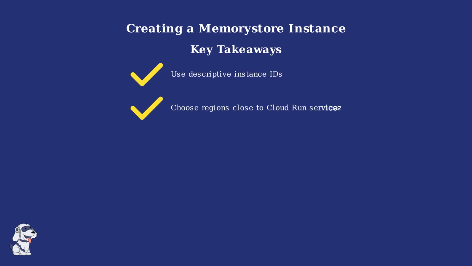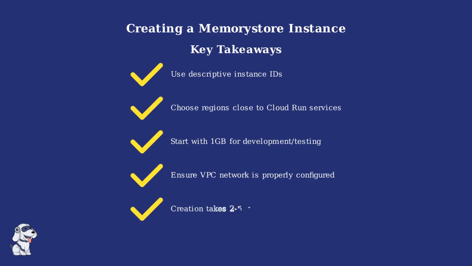Here are the key takeaways for creating your memory store instance. Choose a descriptive instance ID. Select a region close to your Cloud Run services. Start with 1 GB for testing, and ensure your VPC network is properly configured.